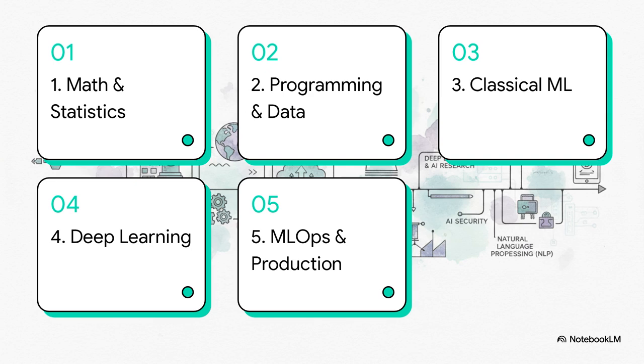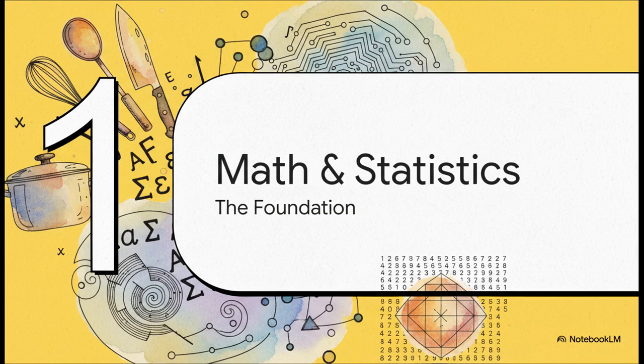We're going to break this massive field down into 5 digestible steps. 1. Math concepts. 2. Data and code. 3. Classical ML. 4. Deep learning. And 5. Production. Let's dive into Section 1, the foundation, which is math concepts.